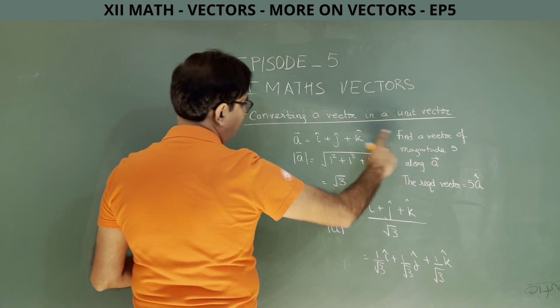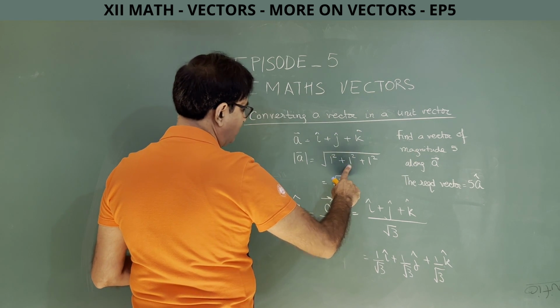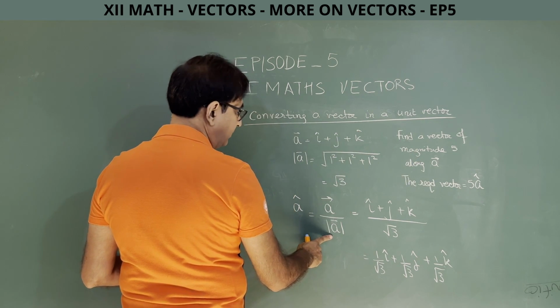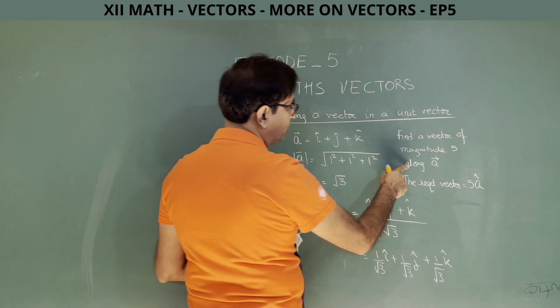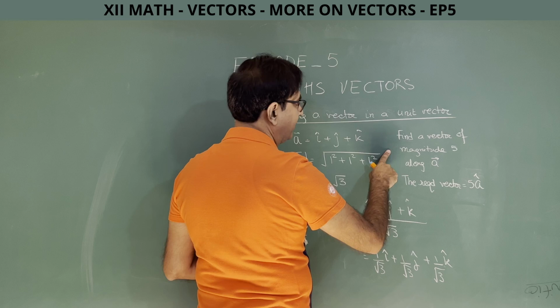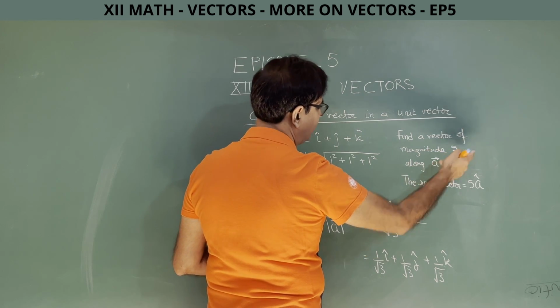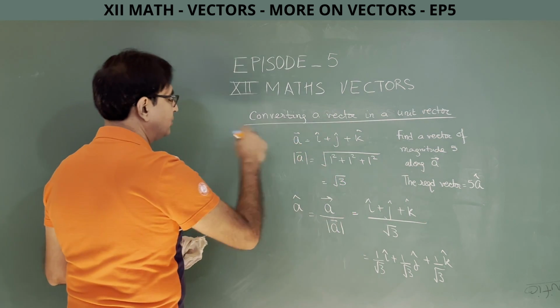Alright. So, this is vector A. You know how to find the magnitude, you know how to find the direction. You know how to find a unit vector along the same direction. You also know how to find a vector of magnitude not 1, but some given number, say 5, along the direction of vector A.